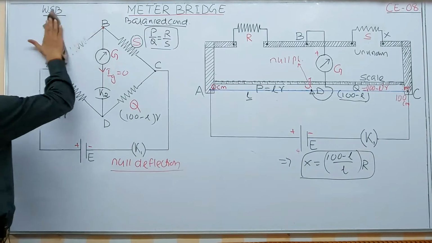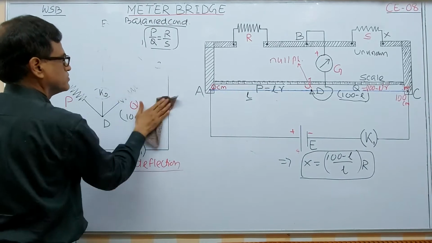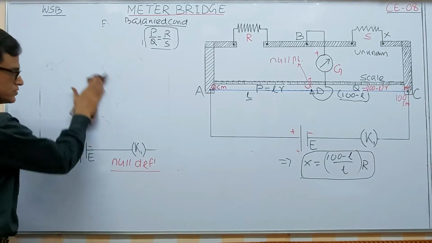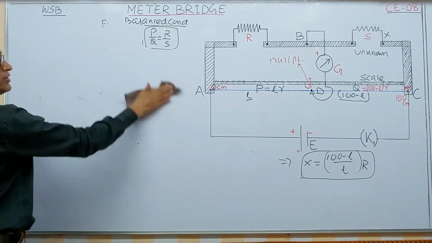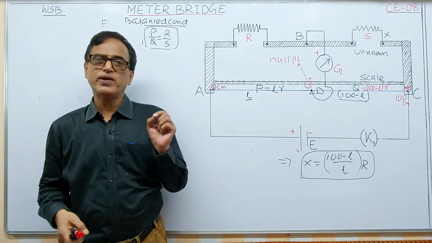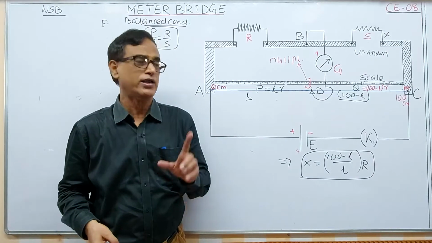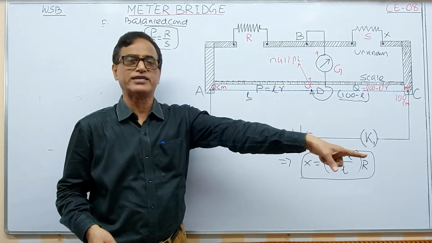I am removing this one. So these are the conditions that can be imposed. You may be asked a question: explain the meter bridge and explain how you can determine the unknown resistance. Both the circuit diagrams should be drawn, both in theory questions and also in the practical record.